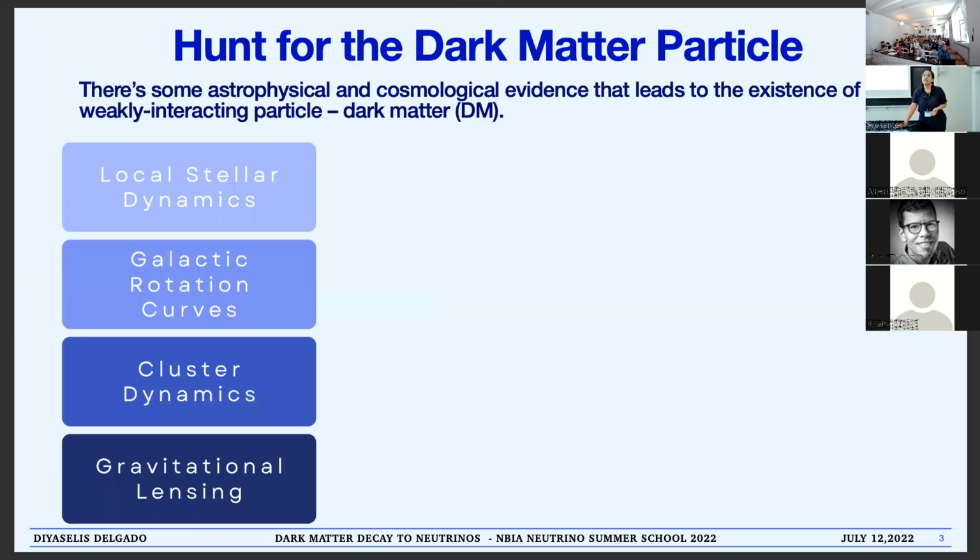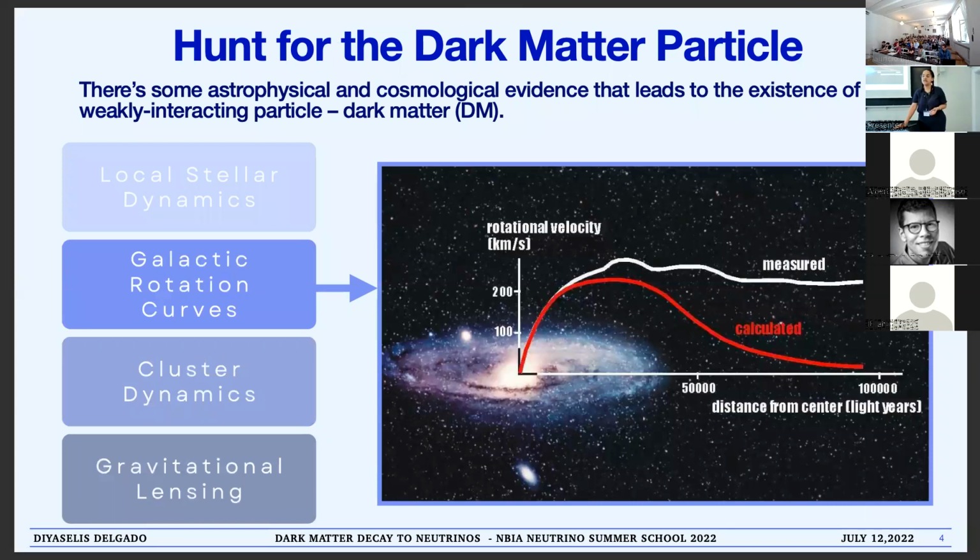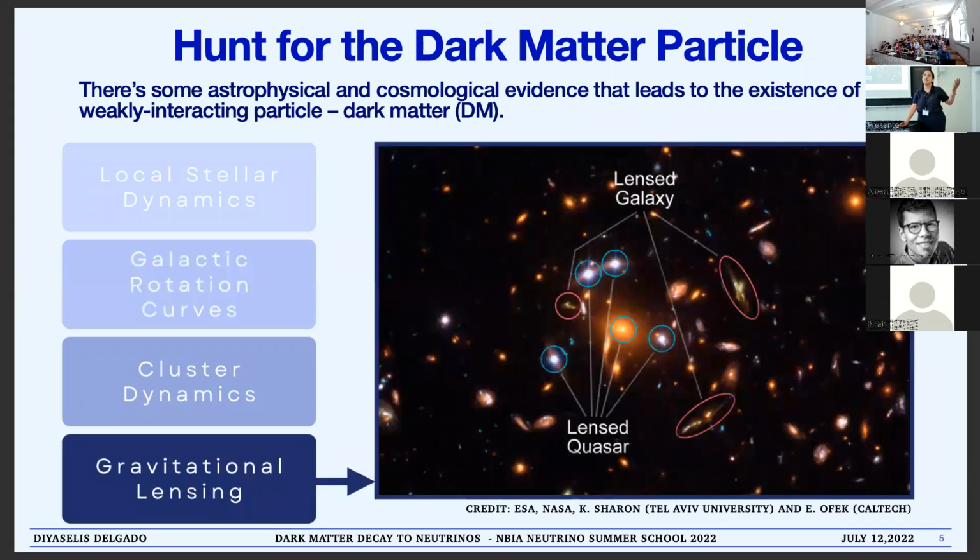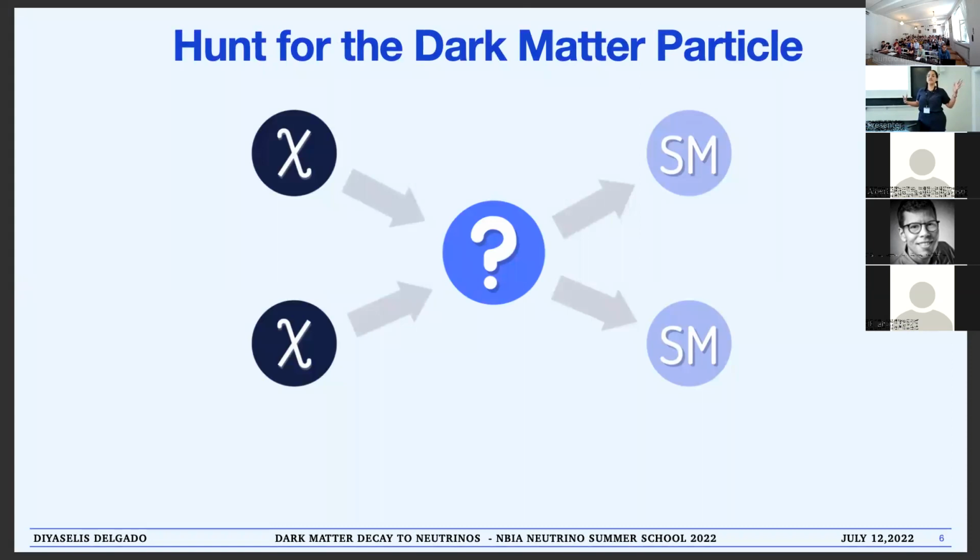We've already seen some astrophysical evidence, all hinting to gravitational effects about dark matter. For example, galactic rotation curves, where we see a discrepancy in the rotational velocity of a galaxy, or also gravitational lensing, where we see distorted galaxies from non-visible objects. This just motivates the hunt for the dark matter particle. We don't exactly know what type of mediator is in the middle, but we're looking for dark matter and standard model connections. And we can look at that in different ways.